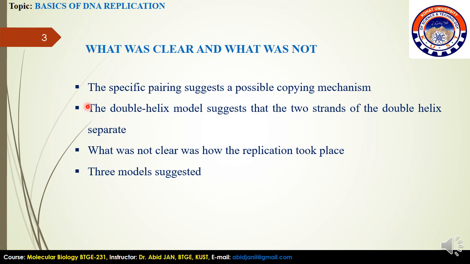The double helix model suggests that the two strands of the double helix separate during replication, and each strand serves as a template from which the new complementary strand is copied. What was not clear was how the replication took place. There were three models suggested: conservative, semi-conservative, and dispersive.